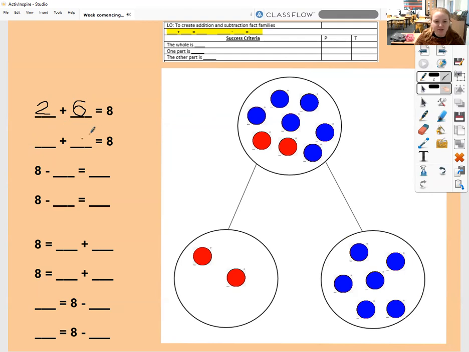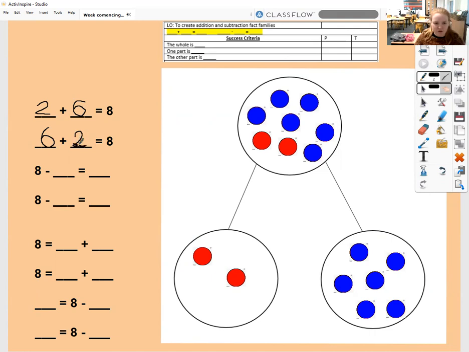So now we're looking for the fact family of this number bond. So we've just said 2 plus 6 more equals 8. This time we're going to start with 6. We're going to start with our other part. So here I know I have 6 counters. 1, 2, 3, 4, 5, 6. So 6 is our first part. Plus how many more? Let's look at our other part. 1, 2. 6 plus 2 more equals our whole, which we know is 8.